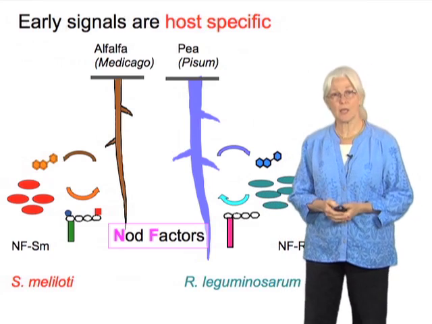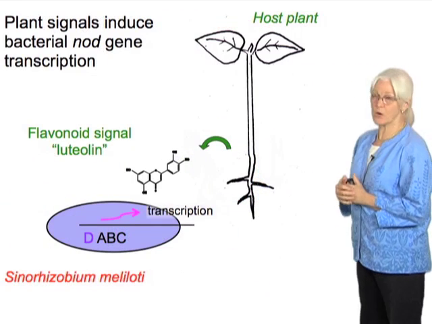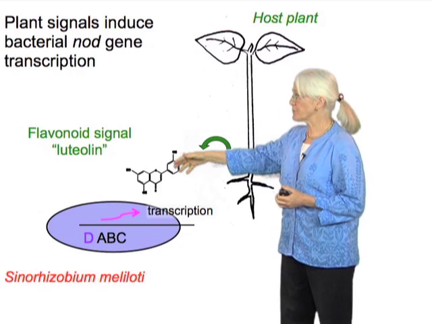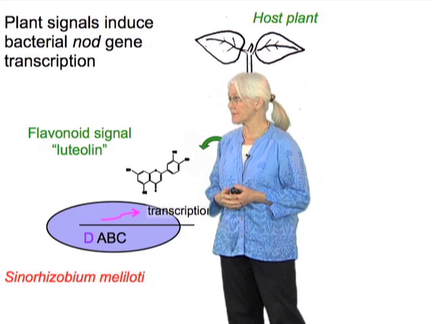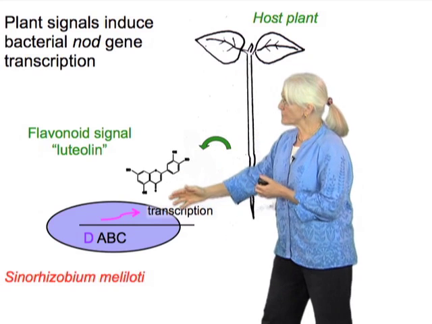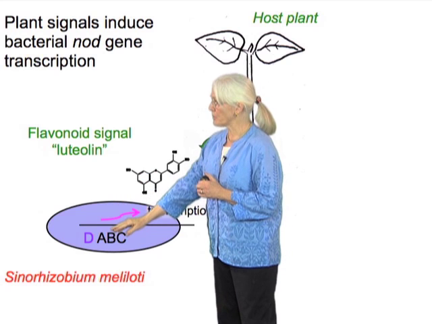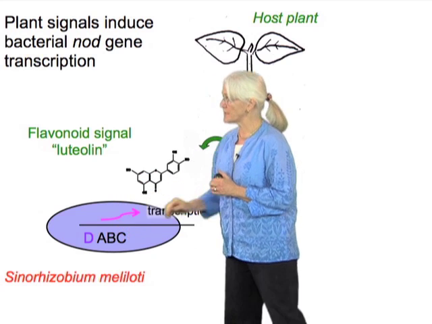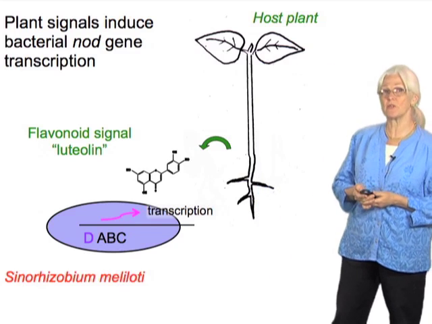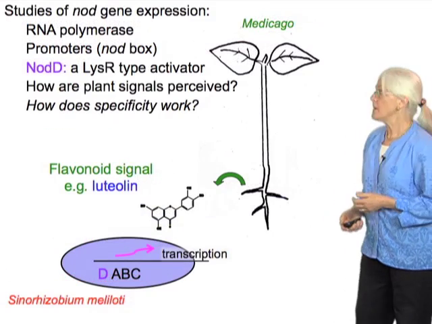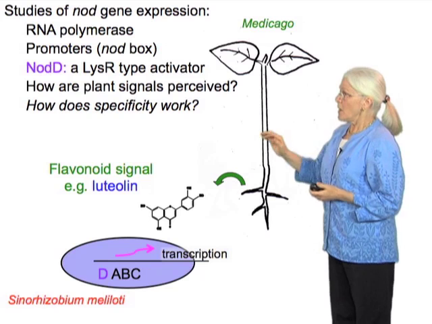We're going to talk only about the first part of that conversation. Here I'm showing again the host plant producing a flavonoid signal, and that is causing transcription in the bacteria. Now I'd like to focus in on the interaction of the flavonoid with a protein encoded by this gene, nodD. NodD is an activator protein, a part of the LysR family. Now, what are all of the elements we're going to have to look at?